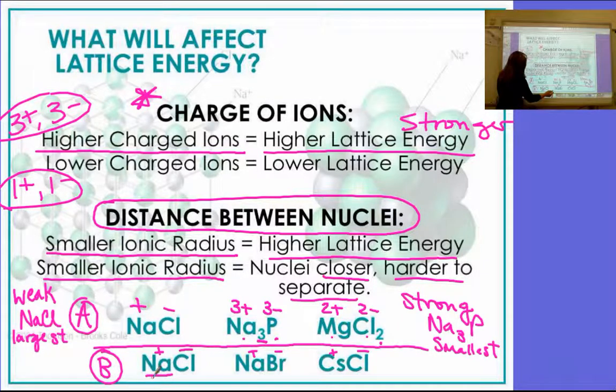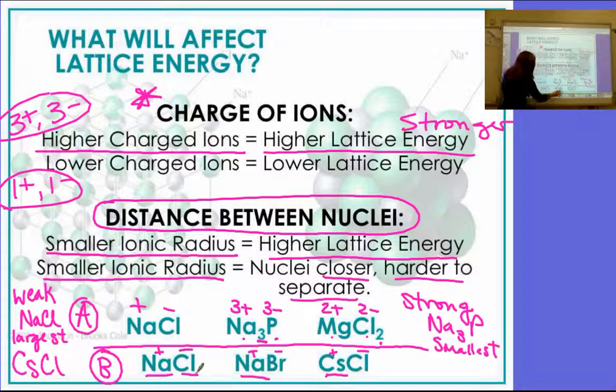Well, I could compare my cations, sodium and sodium, they're going to be exactly the same. Cesium, when you find cesium on the periodic table, look at the alkali metals, go the whole way down. Cesium is huge. Remember, radius increases as you're going down. So our weakest lattice energy is going to have to be cesium chloride because cesium is the largest.